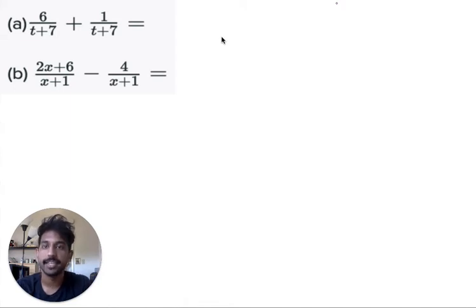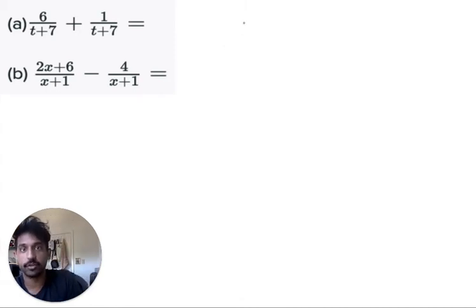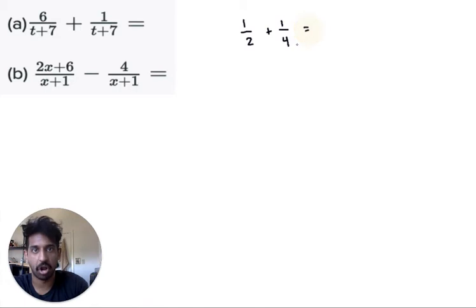For questions like these, where we're expected to combine rational expressions, the most important thing to consider is that the denominator has to be the same before you can put fractions together. We know that that's already true for something like 1 over 2 plus 1 over 4. We can't just add these across like that and say this is 2 over 6. That's not true.